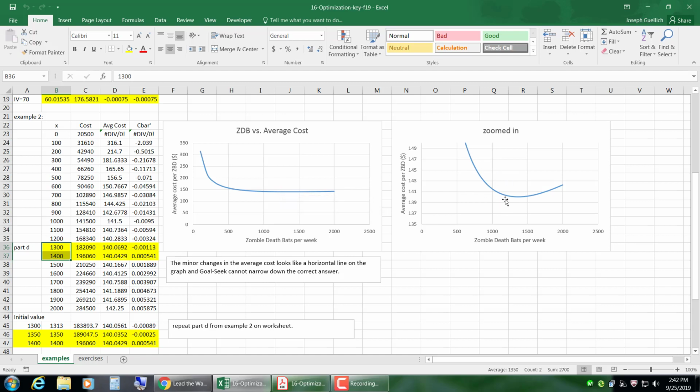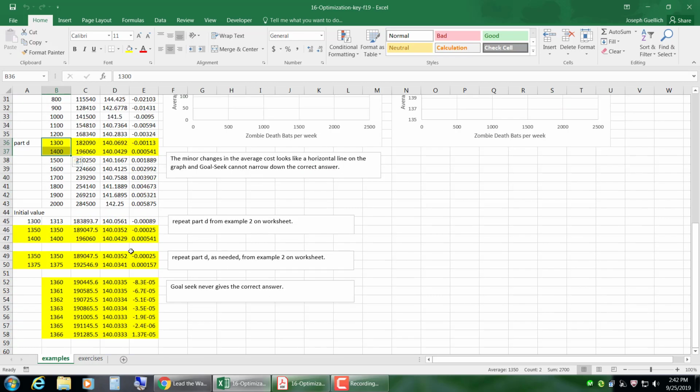Now I zoomed in a little bit and you can see clearly that there is a minimum. Hard to see on the left graph, but there clearly is a minimum over here, and we're going to slowly work down to it. So initially I've got my 1300 and 1400, and you can see my initial values. So they barely changed. When I did 1350, my goal-seek didn't change at all. When I did 1400, my goal-seek didn't change. But I have a new pair, so I'm accurate within 50.